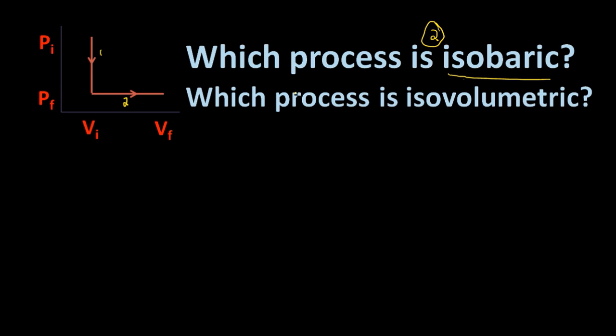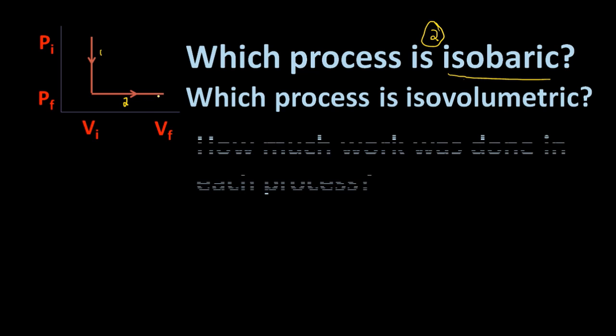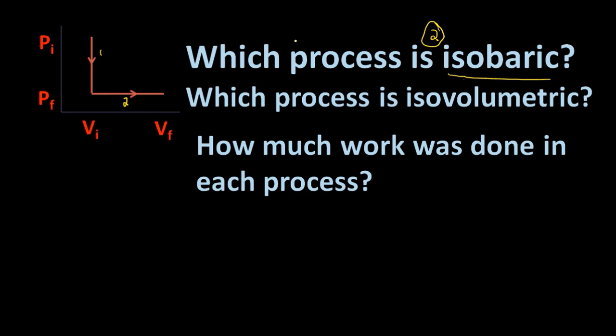Which process is isovolumetric? Well, that's the one that has no volume change. In process 1, the volume did not change. How much work was done in each process? Again, pause the video if you need to, because I'm going to reveal the answers. I'm just that way. I tell all. In process 1, the volume didn't change, so no work was done. So for process 1, the answer is 0.